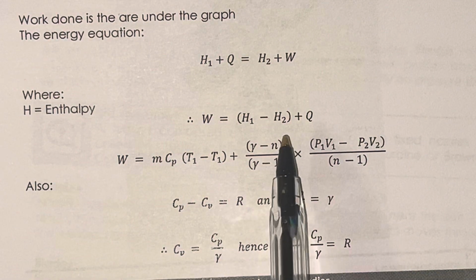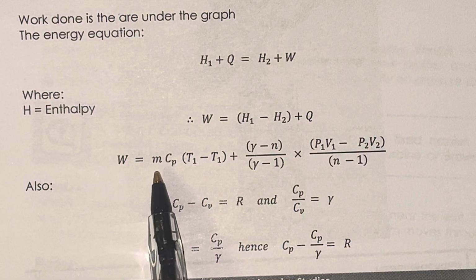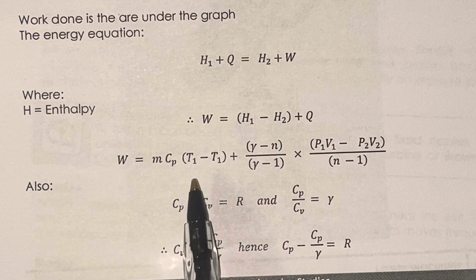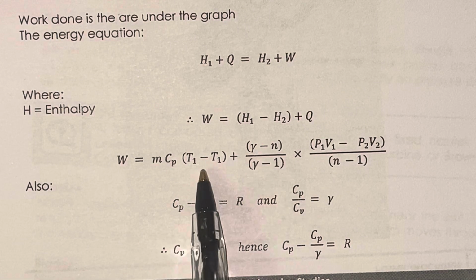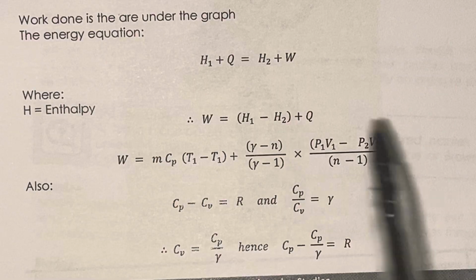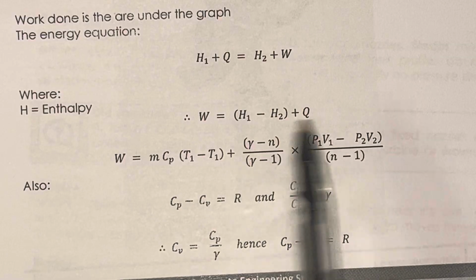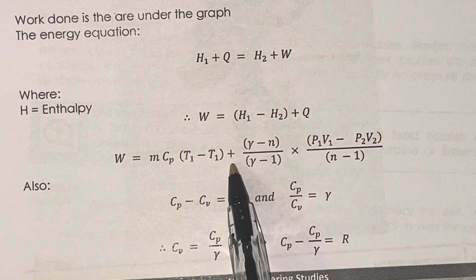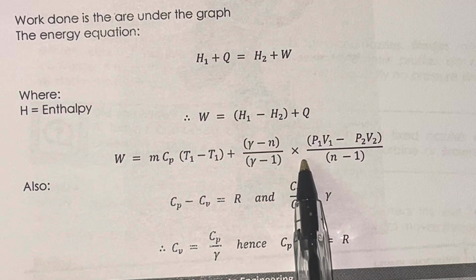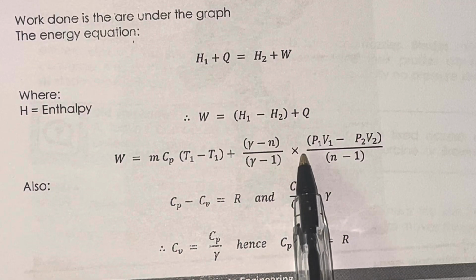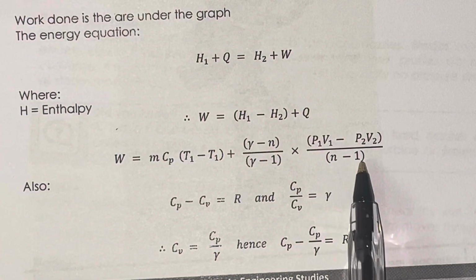Then we will also notice that work is equal to the mass of the gas multiplied by the specific heat capacity, assuming constant pressure, multiplied by the variation in temperature, T1 minus T2. In this case, it can be T2 minus T1, plus the relationship on top and the relationship at the bottom, which is a multiple of the relationship at the top relative to the one at the bottom.